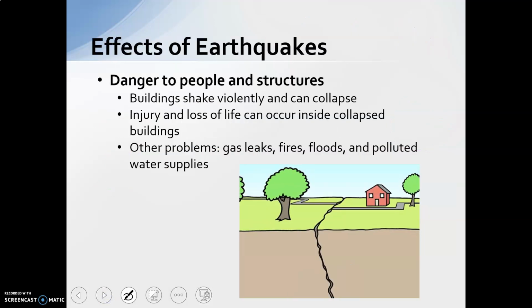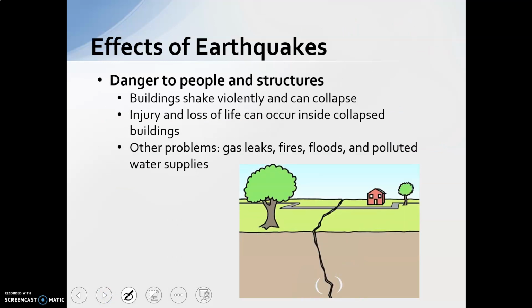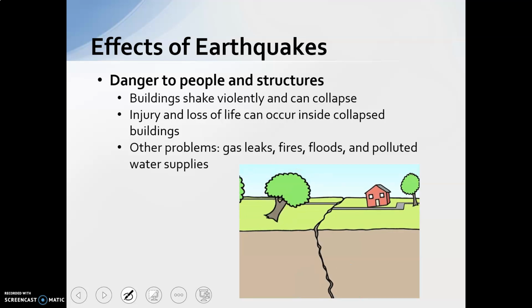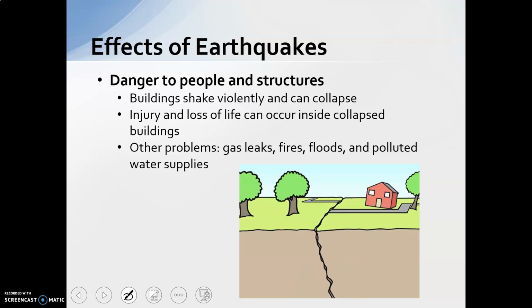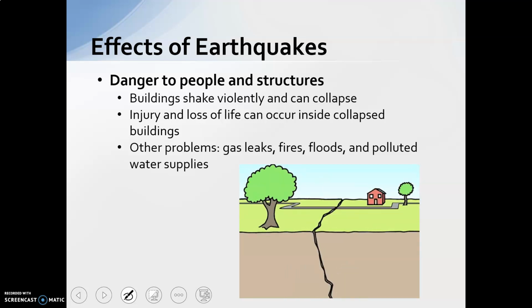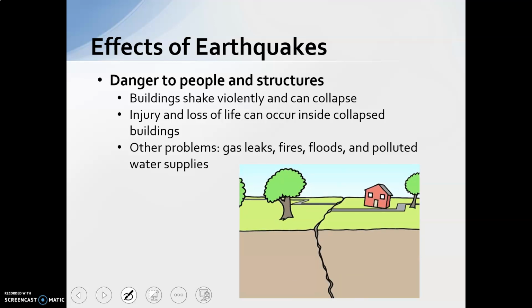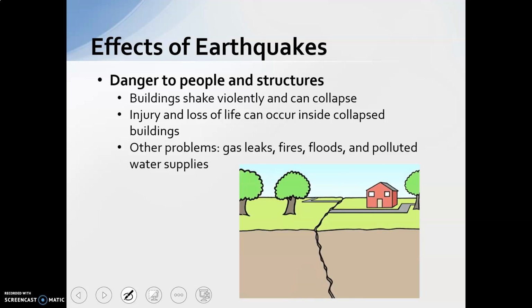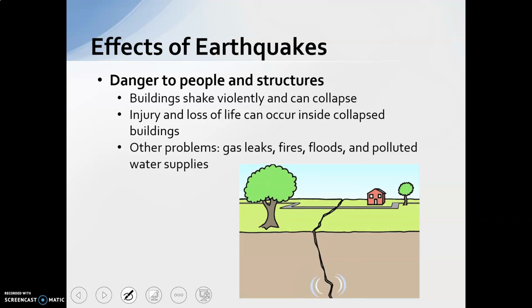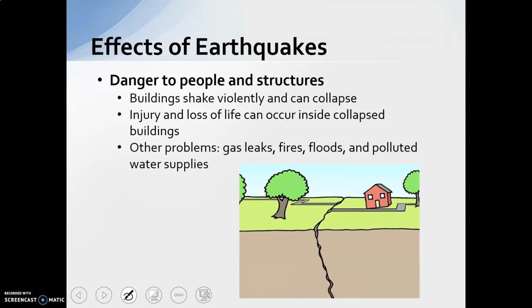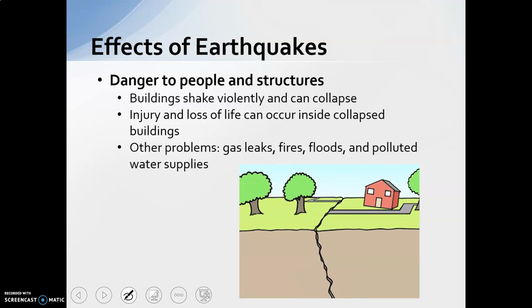So effects of earthquakes. They are dangerous to people and to structures. Obviously, they cause buildings to shake violently and often collapse. They do cause injury and loss of life. They can also cause injury due just to collapsed buildings. And then they do lead to other issues such as gas leaks, fires, floods, and polluted water supplies.